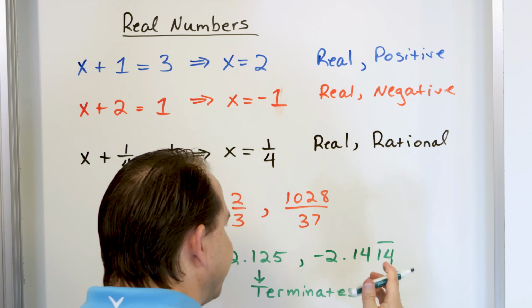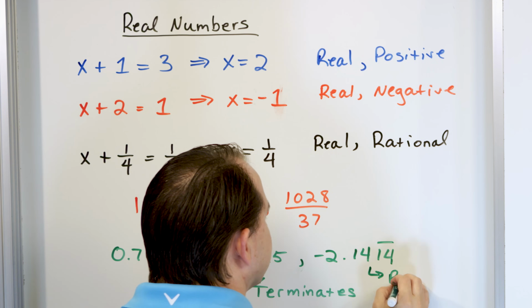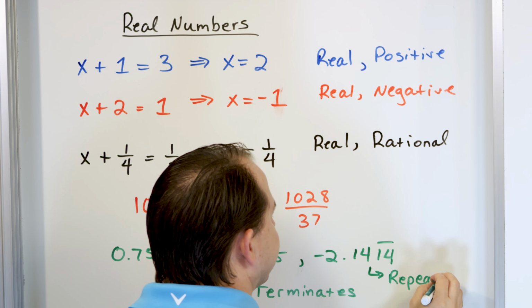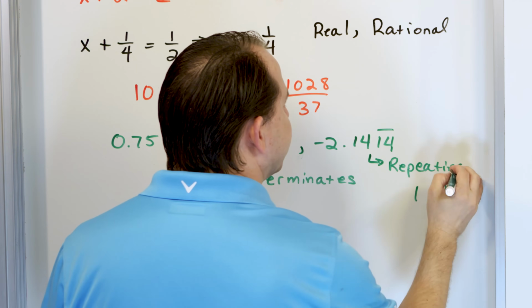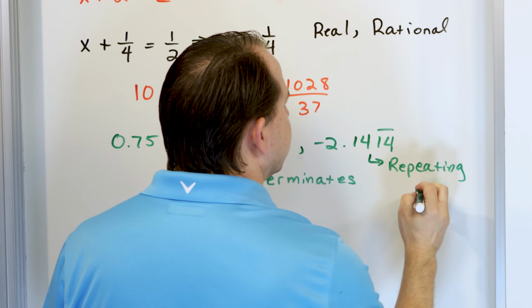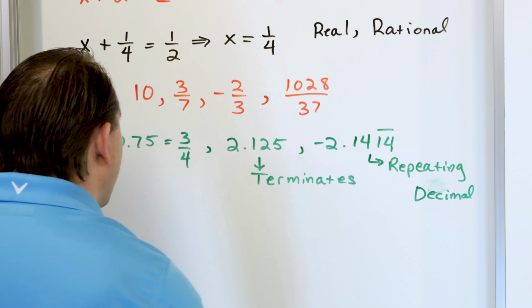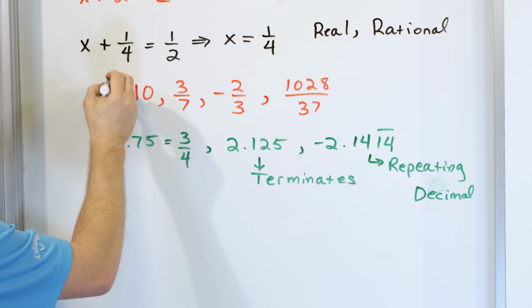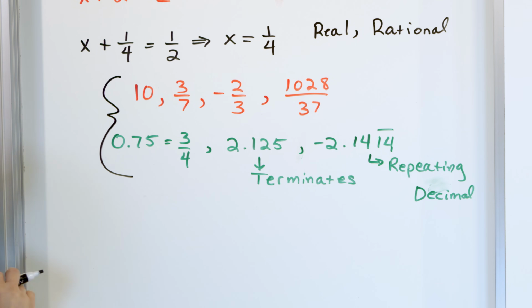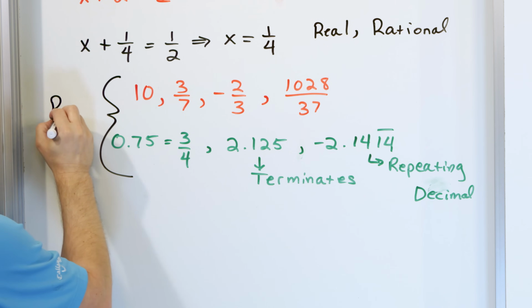All right, so I'm going to write down this is a repeating decimal. Why am I going through all this stuff? Because all of these, every one of these things, pretty much every number that you've really been exposed to up until now has been a real number and it's been a rational number. So these are all rational.